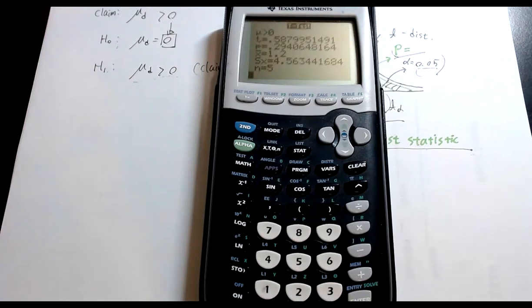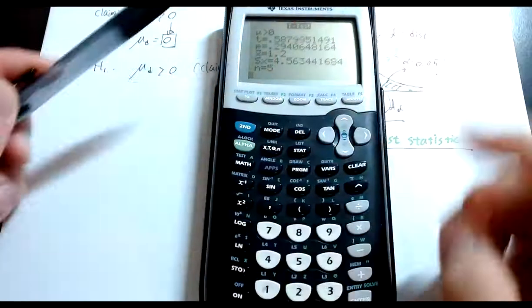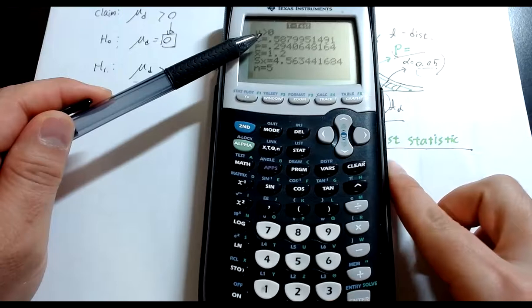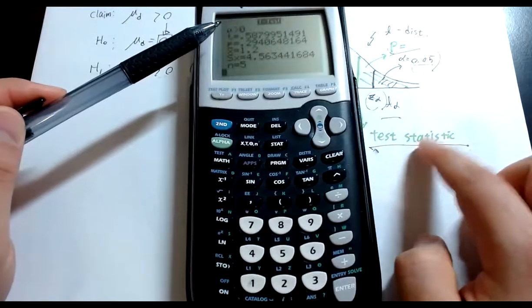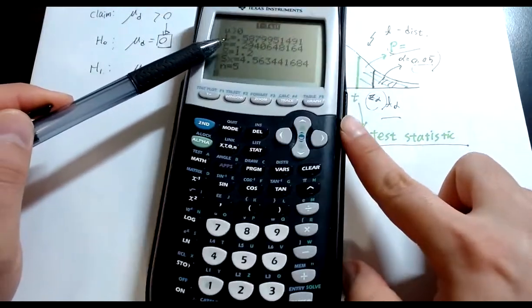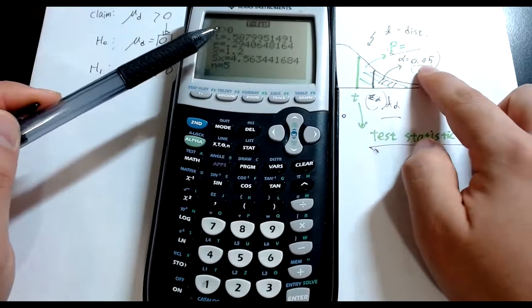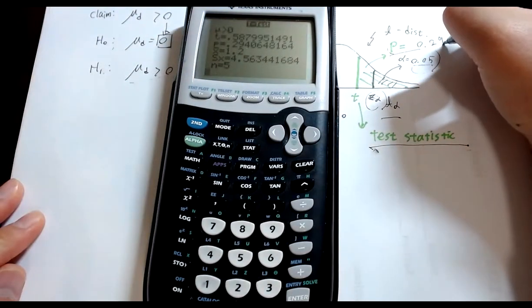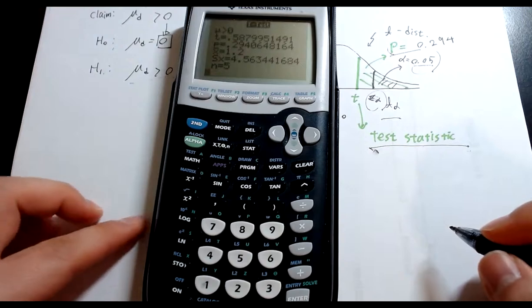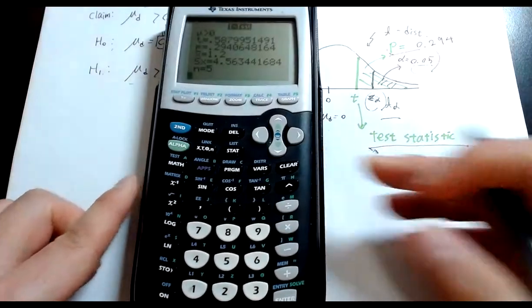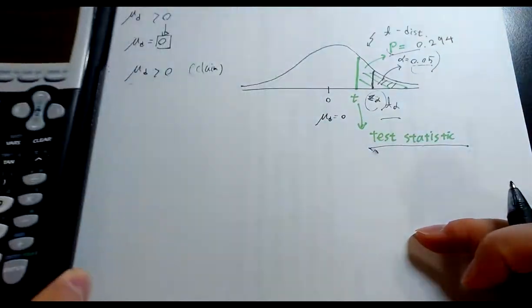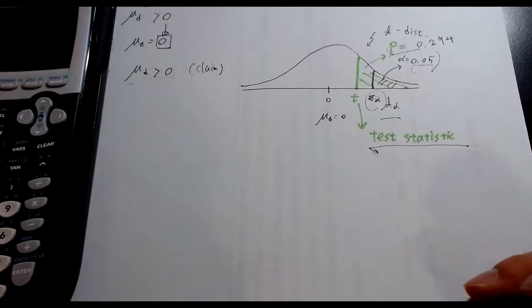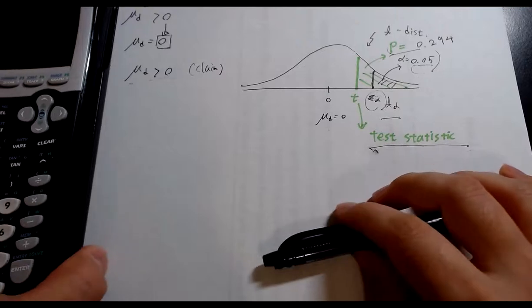You see that the t-test statistic is 0.587. And the p-value is 0.294, definitely greater than 0.05. Then we fail to reject the null hypothesis. So there is no sufficient evidence to support the claim.